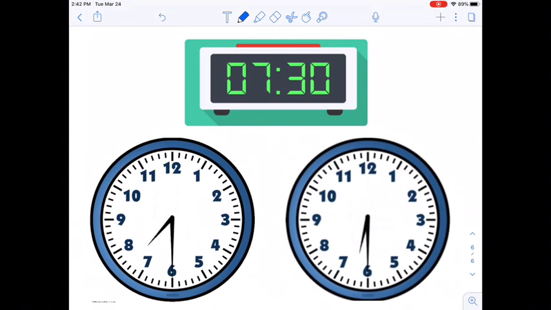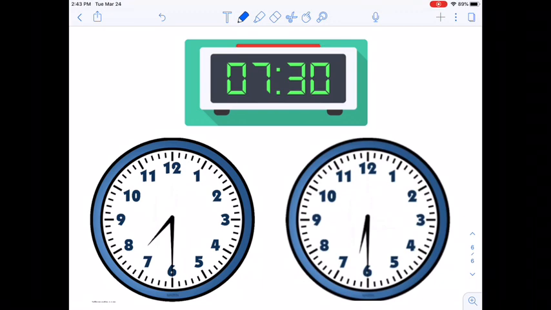One more. Let's see if you can get this one. It's a challenge for you. We're looking for which analog clock shows the time on the digital clock. The digital clock says 7:30. Which analog clock shows 7:30? See if you can figure it out. Let's see what each of these clocks say and see if your guess was right.